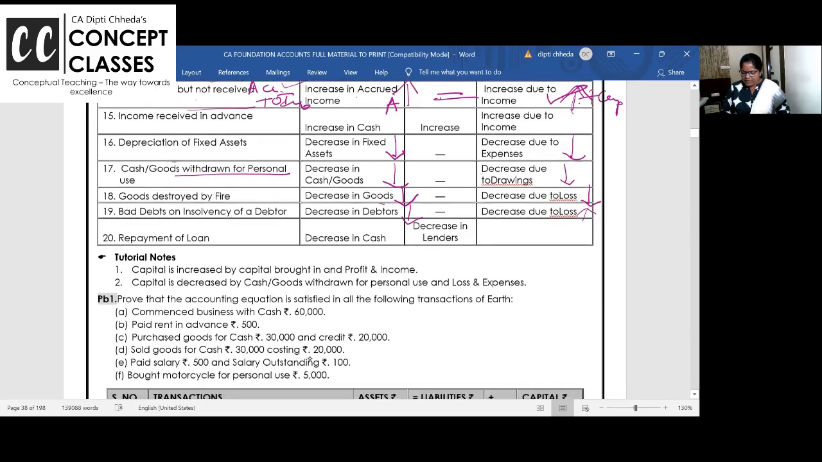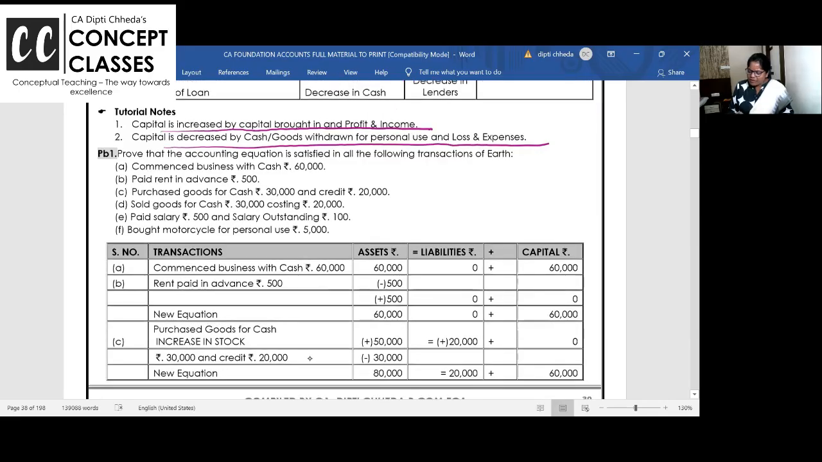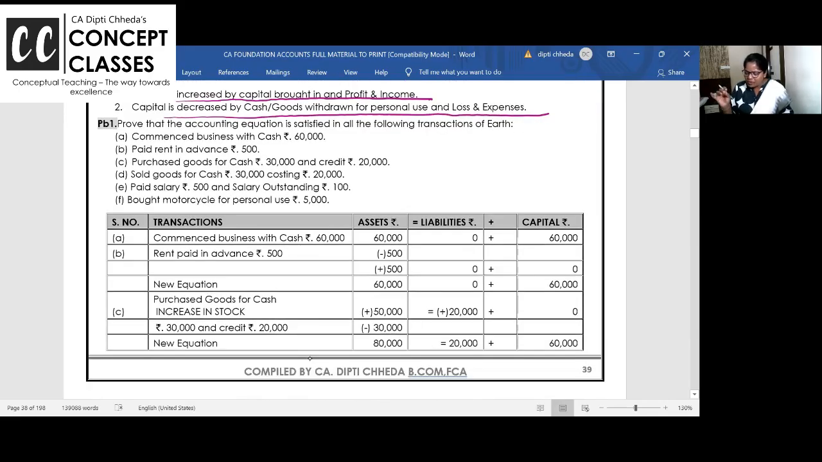Okay? Right. Capital is increased by capital brought in, profit and income. Capital is decreased by drawings, losses and expenses. If you incur expense, capital will reduce. If you earn profit, capital will increase. Now this first problem is already solved for you. How to make the equation? Let us read and do it.